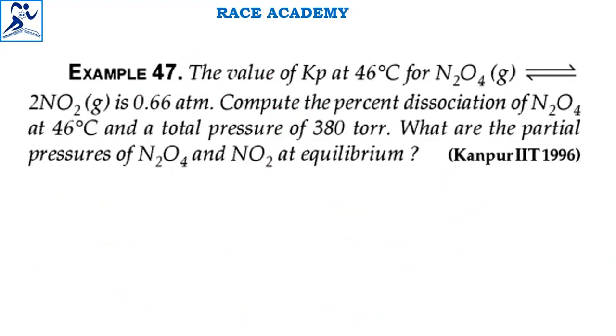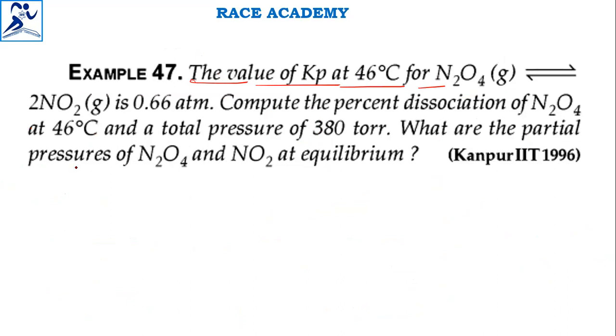Next question. The value of Kp at 40 degrees Celsius, 46 degrees Celsius for N2O4 giving 2NO2 is 0.66.